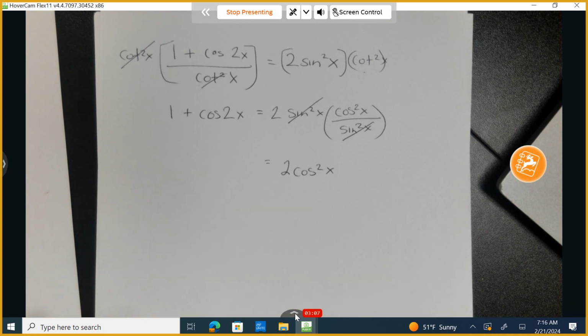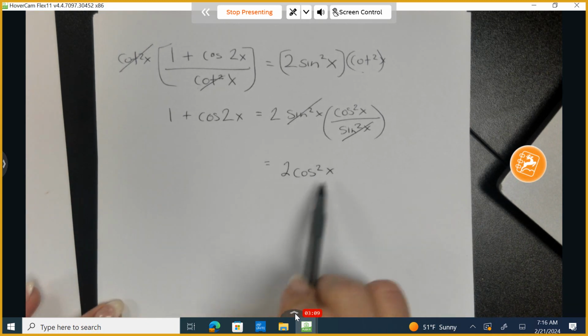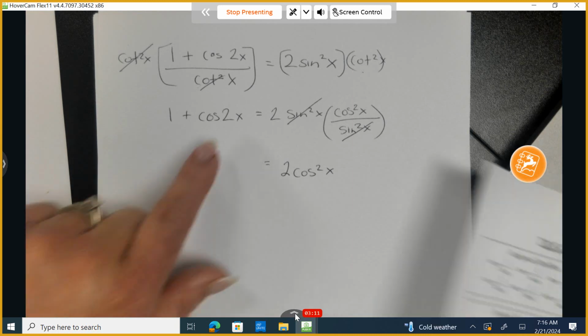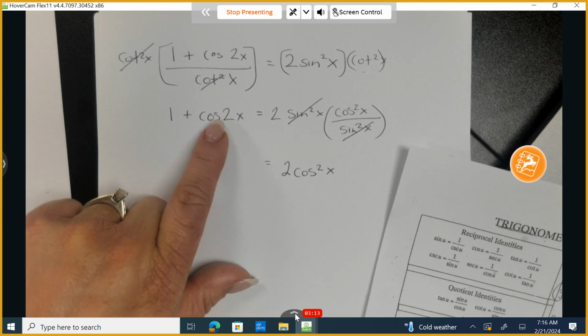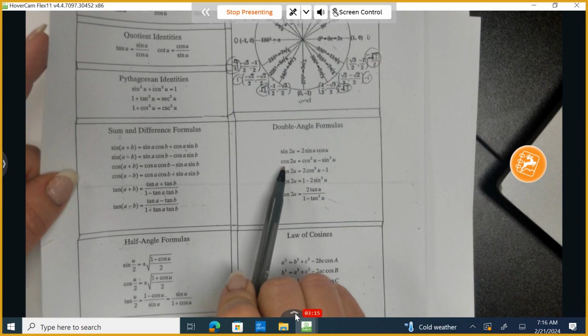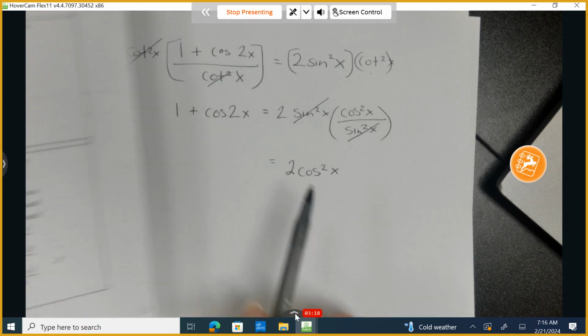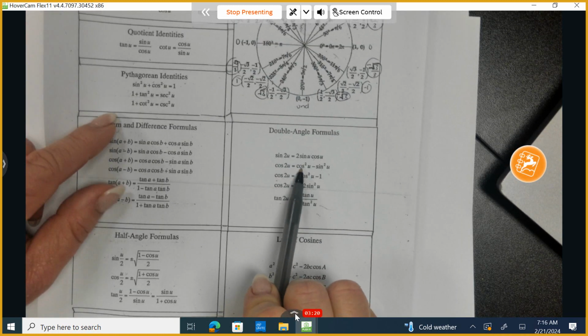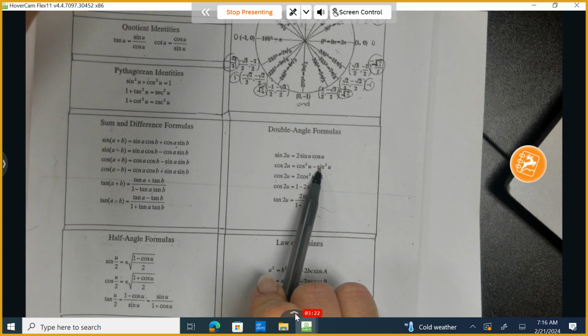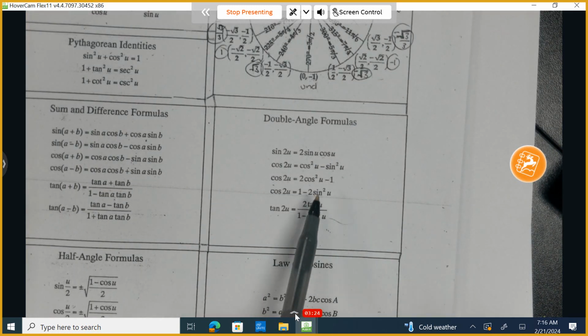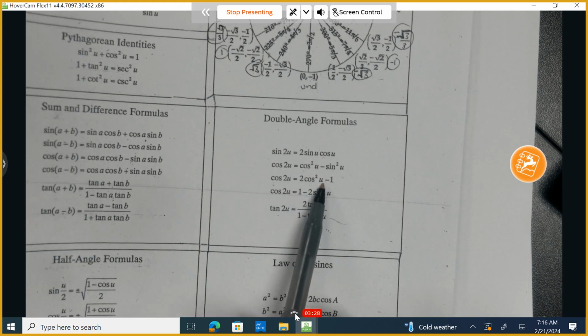Now on the left-hand side, notice that my right-hand side only has a cosine squared. So when I identify the 3 different options for the cosine of 2x, which are right here, I want to choose the option that only has cosine squared. This one has cosine and sine. I don't want to use that option. This has cosine squared. That's good. This has sine squared. I want to choose the option that only has cosine squared.